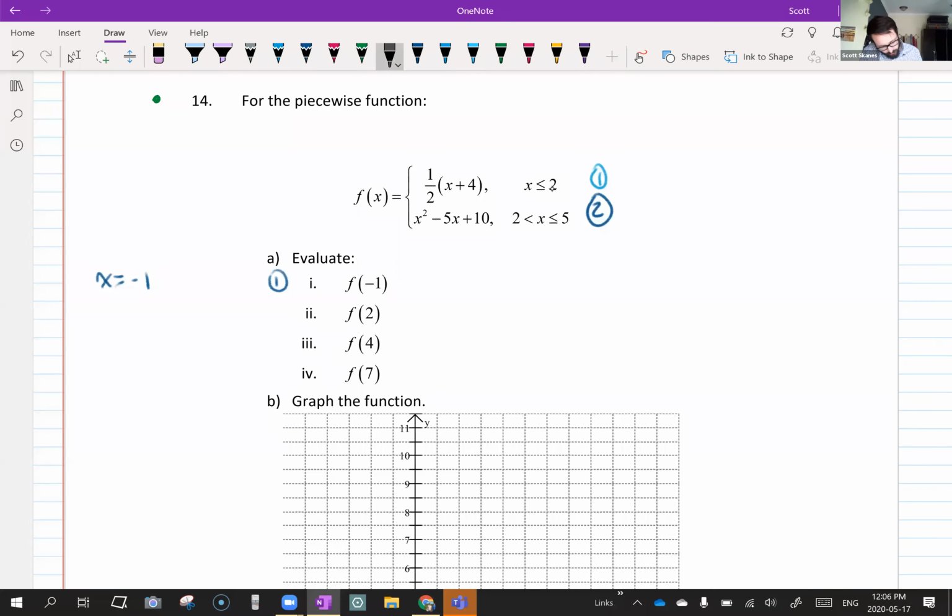So let's put -1 into the first function. 1 over 2, it's -1 plus 4. So if we work that out, we get 3 over 2 or 1. For the next one, 2. Which function has 2 in it? Well, we can see here, it's less than or equal to 2.